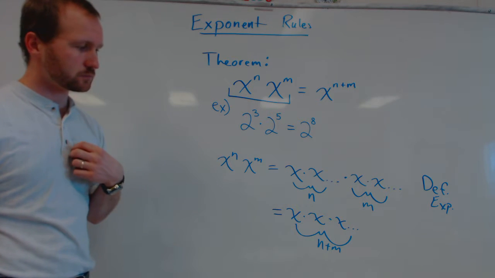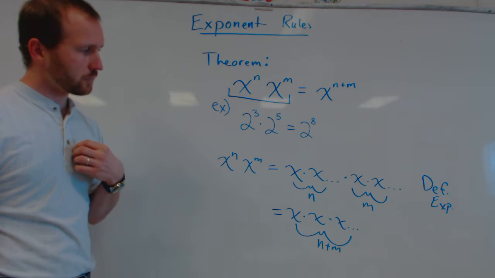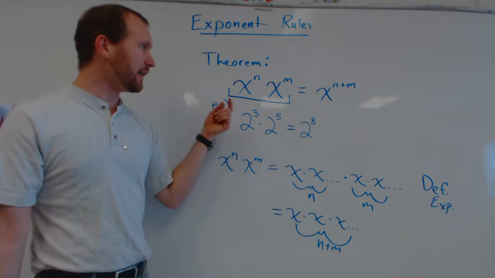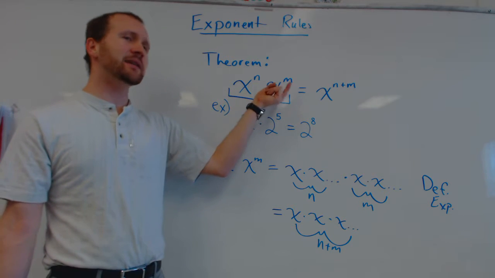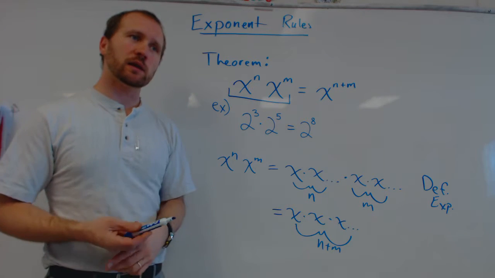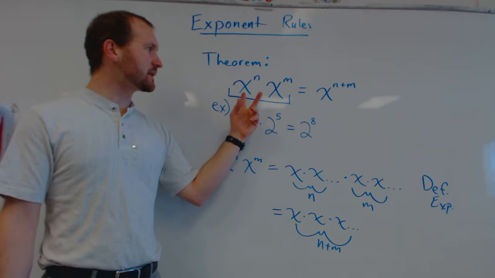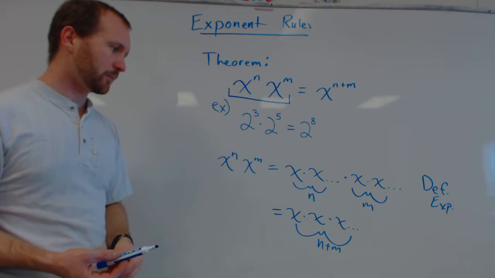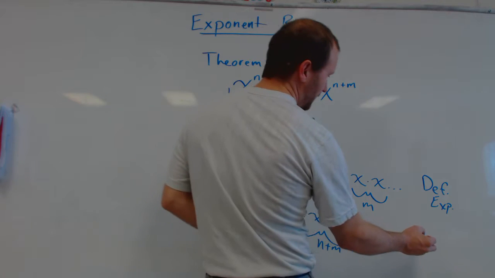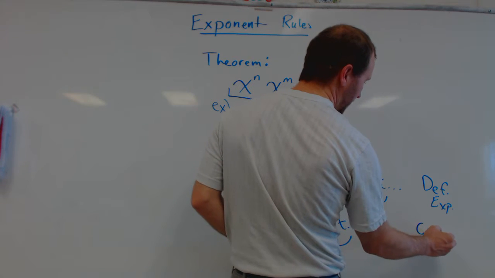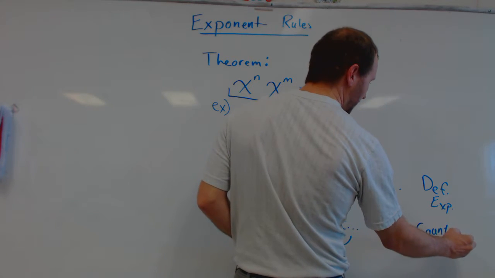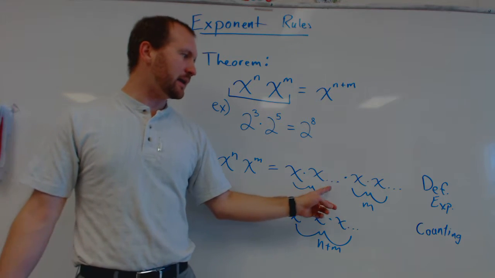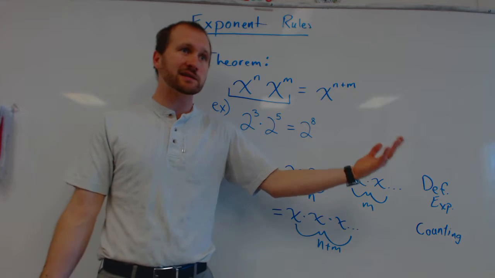Wait, are the base values not going to change? Right, as long as we have the same base, right? Oh, okay. So if I had like x to the n and y to the m, there's nothing you can do with that. But as long as you have the same exact base, you can combine. Really good point. So, I mean, we could try to go into exactly how we know this, but I'm just going to call it counting. Okay? We can just count. Oh, I have n here and I have m here, so I have n plus m total.